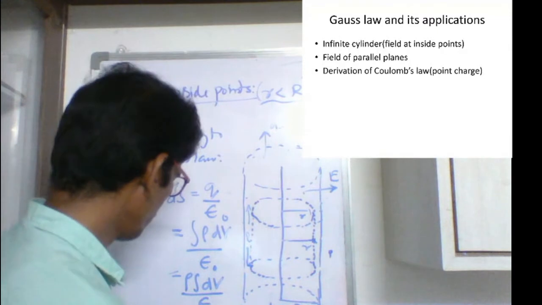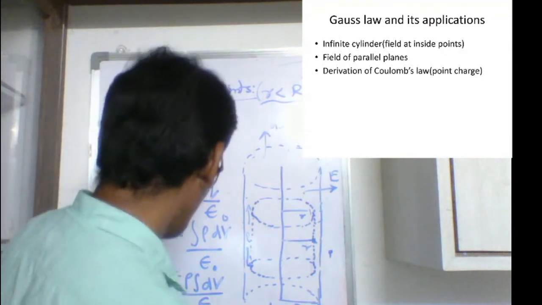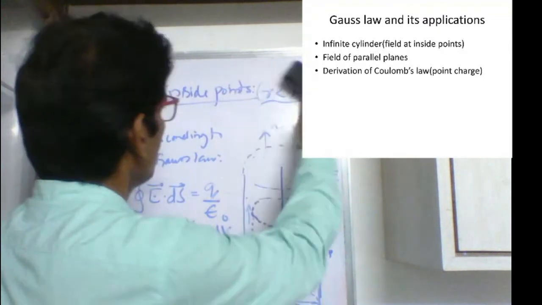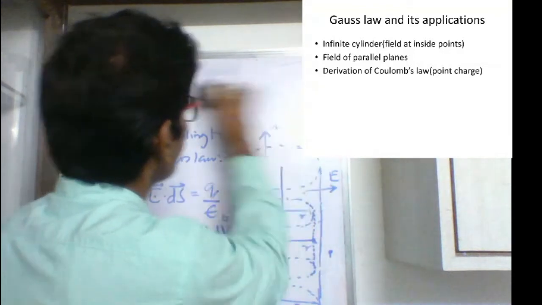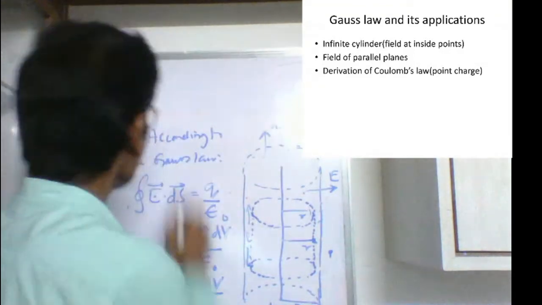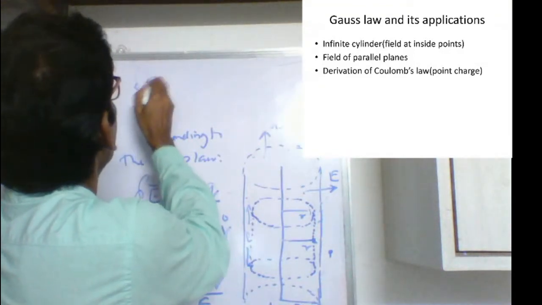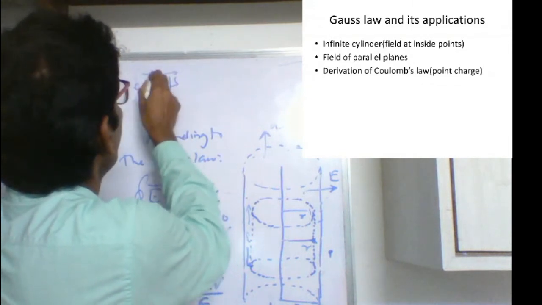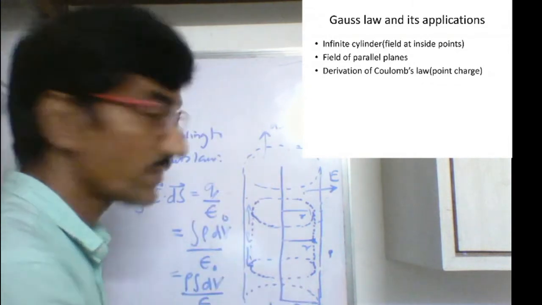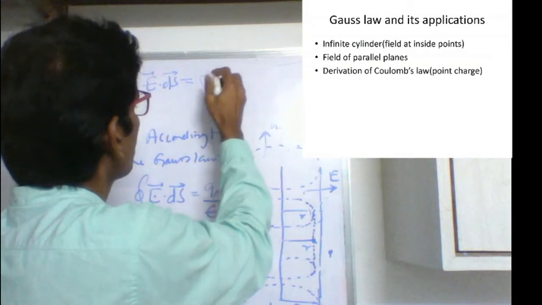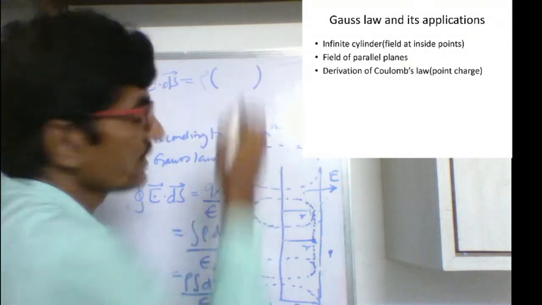So now what will be the rho dV? Now I am writing here: integral E dot ds is equal to rho times the total volume of the Gaussian cylinder. What is the total volume of a Gaussian cylinder?